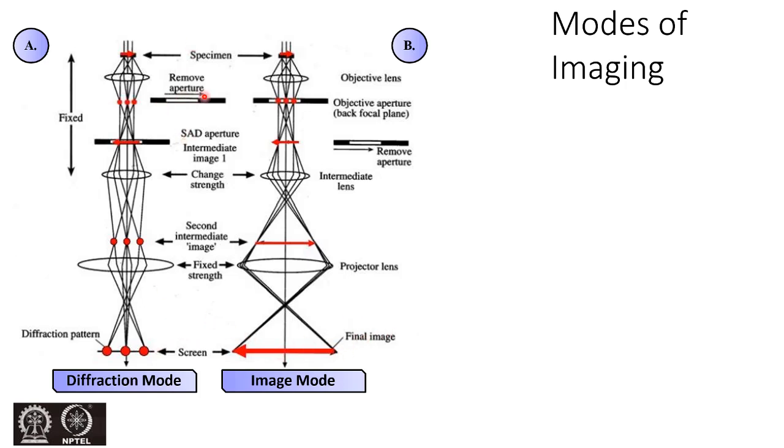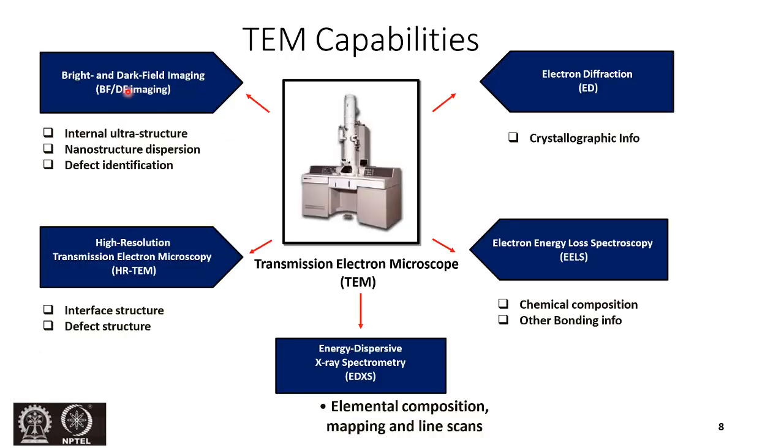The aperture we need to remove for diffraction, and then we have to add the SAD aperture. And in the image mode, we have to put in the objective aperture and remove the SAD aperture. So these are the two modes in the TEM. Then we have the dark field and bright field imaging facility for the TEM. It will give information about the internal ultrastructure, nanostructure dispersion, and defect identification also. And the high resolution TEM, which is called HRTEM, gives us information about the interface structure and defect structure.